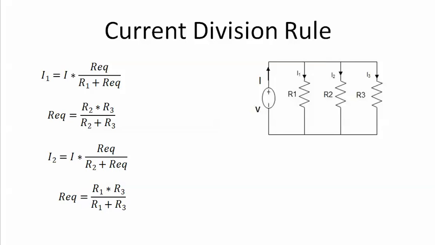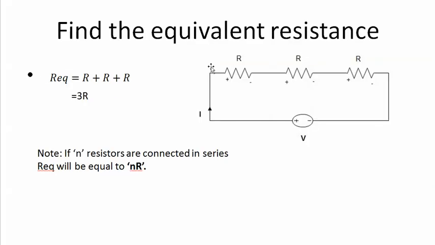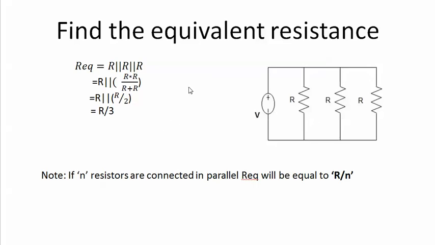Now find the equivalent resistance of a series circuit. Here, if all the resistances are equal, it is 3R. So if n resistors are connected in series, R equivalent will be n into R. Similarly, R equivalent of this circuit is R by 3. If n resistances are connected in parallel, R equivalent will be R by n.